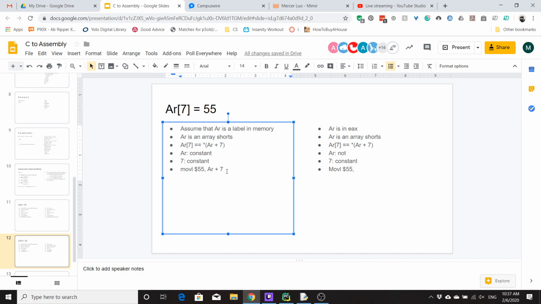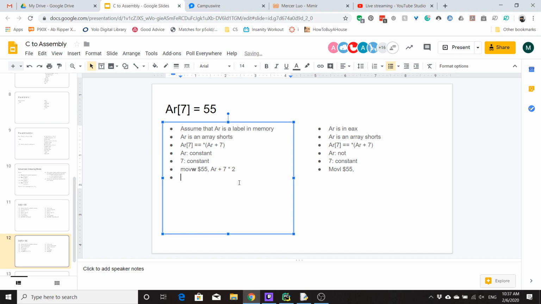Yeah, AR plus 7 times 2. The times 2 on the 7. Because we have an array of shorts, and we want to move 7 shorts, and each short is 2 bytes big. So we need to move 7. The other thing is this is not going to be a movL anymore, but a movW, because we want to move a 2-byte quantity into memory, not a 4-byte quantity. Does that make sense?